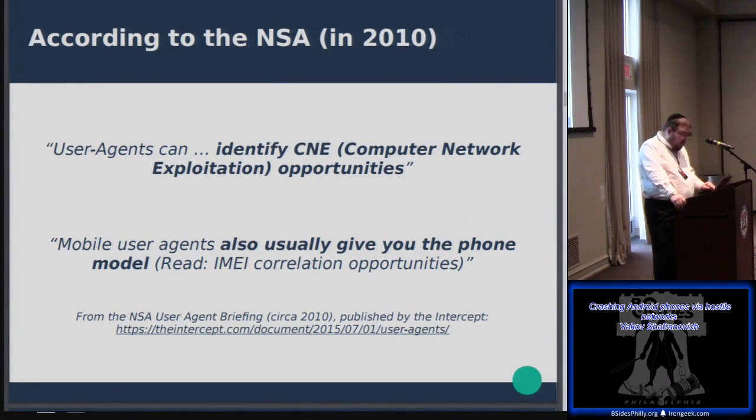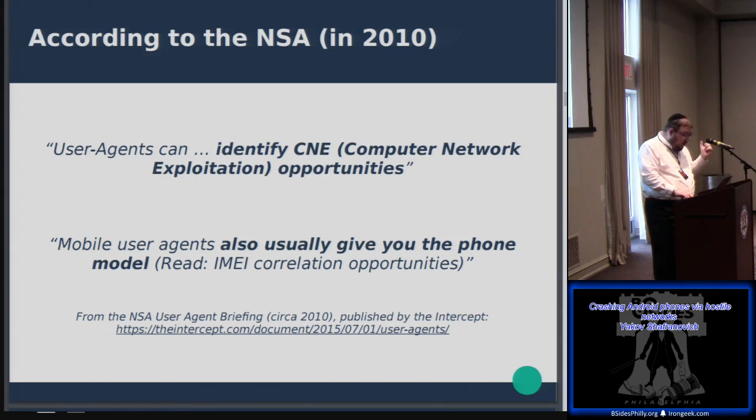You have the NSA telling you that. These quotes are from the NSA slides on user agents. They were taken by Snowden, and they were published by The Intercept. In NSA speak, user agents can help identify CNE, computer network exploitation, aka hacking or malware. They don't actually tell you how to do it, but they are definitely aware of it. Again, this is 2010. If you get the phone model, you then correlate it with the IMEI, which is the identifier for the phone itself.